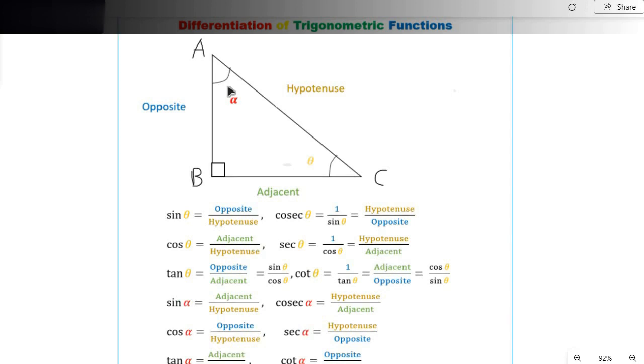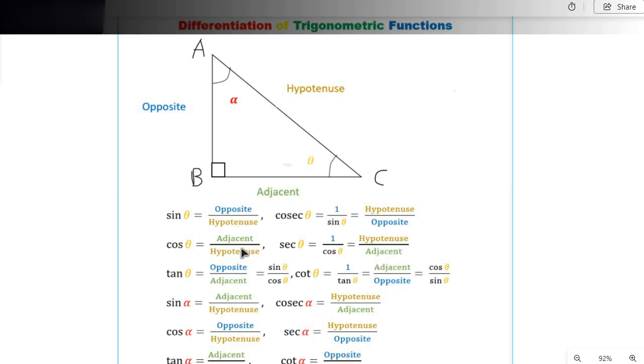functions themselves. For example, if we have a right angle triangle ABC where angle ACB is theta and angle BAC is alpha, then according to the formula, sin theta will be equals to opposite by hypotenuse, and cosec theta, which is 1 by sin theta or its reciprocal function, will be hypotenuse divided by opposite. Similarly, for cos theta, we have adjacent by hypotenuse, and sec theta will be equals to 1 by cos theta reciprocal function or hypotenuse by adjacent.